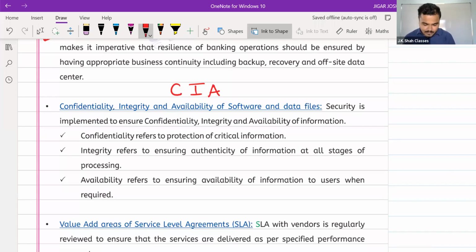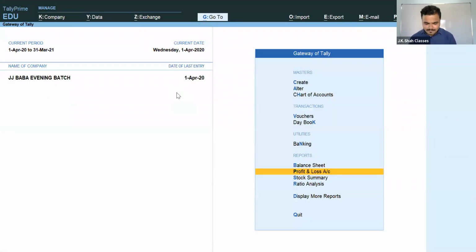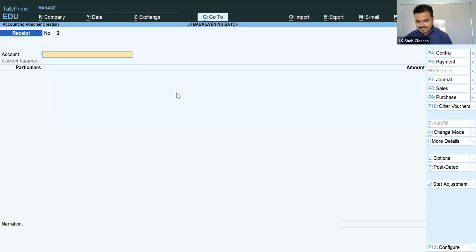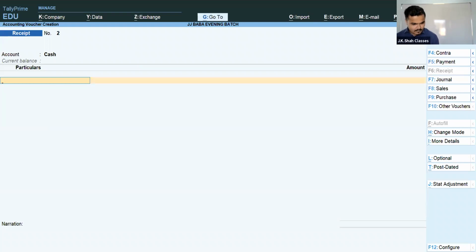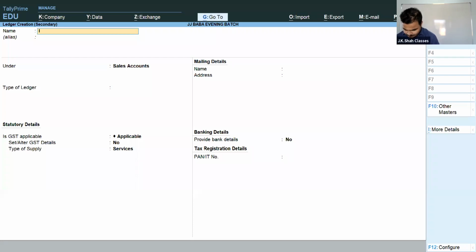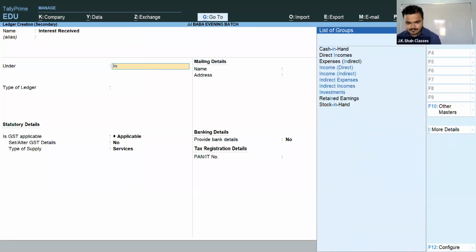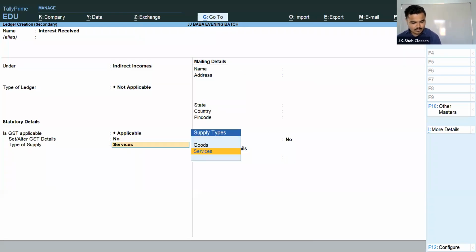Sir, can you please show an example for this? Yes, my dear students, see this. Suppose a voucher is created. It's a receipt voucher. Suppose I am receiving money from anyone. Let's see, I'm receiving cash. I'm creating an account also: Interest received. Indirect income.